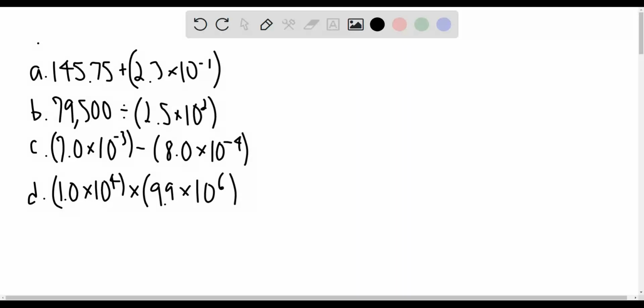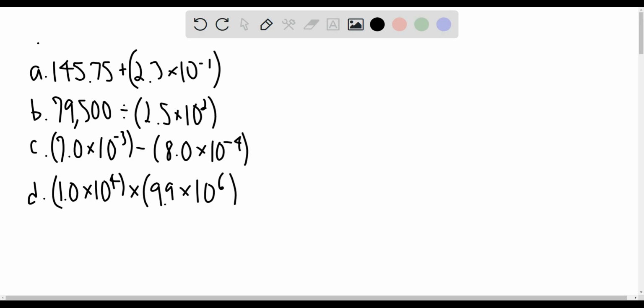Hi. So this question is asking you to do the following calculations and express the answers in scientific notation. And of course, as with all mathematical calculations, when you express in scientific notation, or just with any answer actually, you want to have the correct number of significant digits. So we're also going to try to account for that as well. So let's look at the first question here. We have 145.75 plus open parentheses 2.3 times 10 to the negative 1 close parentheses.